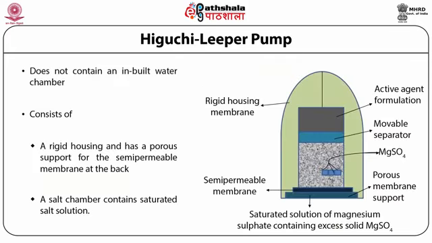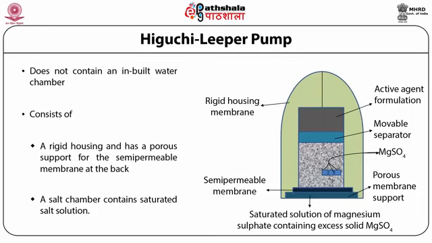So the next one is the Higuchi Leeper pump. You can see that it is a little different and a bit more complicated design compared to the previous example. It has an outer housing membrane, then the active agent formulation, which is the drug, then a semi-permeable membrane, then magnesium sulfate, which is the salt or osmogen layer. Below that, there is another semi-permeable membrane, and at the last, a porous membrane support. A saturated solution of magnesium sulfate containing excess solid magnesium sulfate is what is in the porous membrane support.